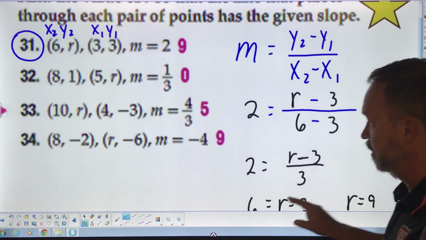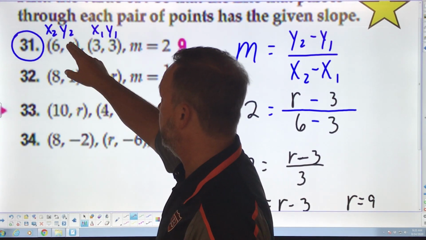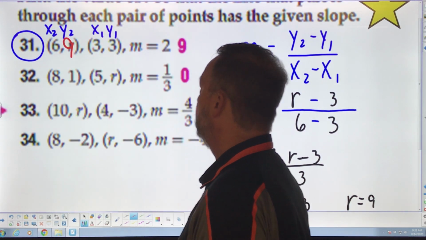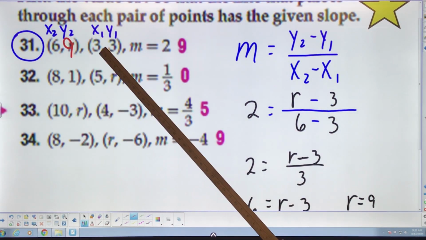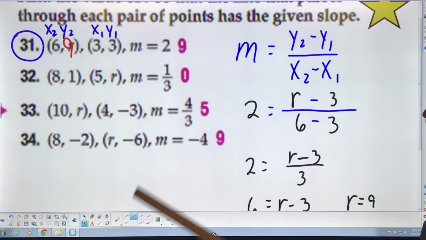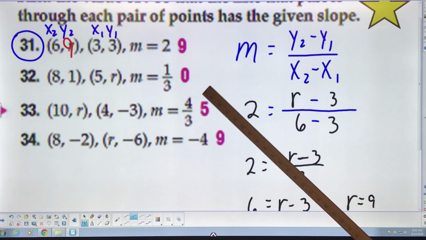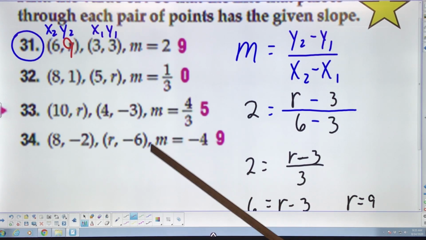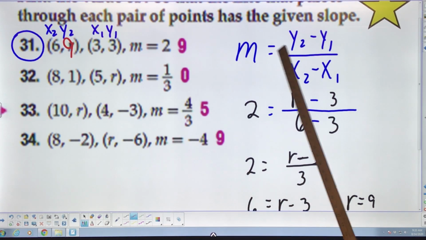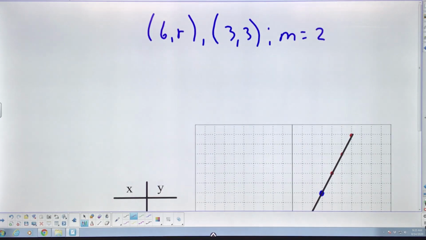Now let me come back to here. And I believe r is equal to 9. And what you could easily do is take those 2 points and check and see if they have a slope of 2. And check your work. But look how that works so nicely. Now, if you didn't know to use it, you didn't know to use it. But now you've seen it, and so now you know.